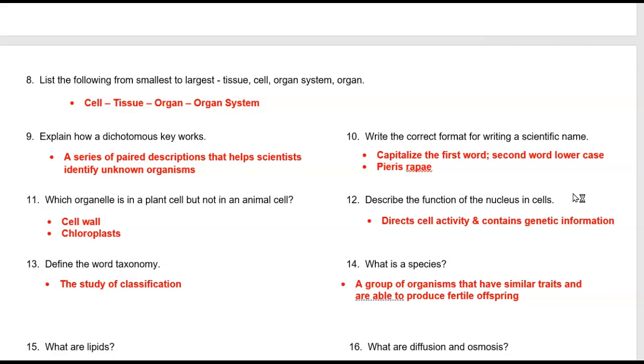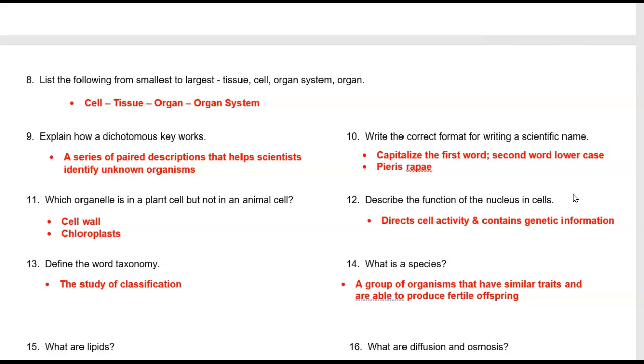Okay. Dichotomous keys. You are not going to have to do a dichotomous key on the exam, but you do need to know the definition, what they are. There is a question in there that asks you what a dichotomous key is. Okay. It's a series of paired descriptions that help scientists identify unknown organisms. You need to know how to write the correct format for writing scientific names. You capitalize the first word, the second word is lowercase. Pieris rapae is the scientific name for white cabbage butterfly, but that's an example.